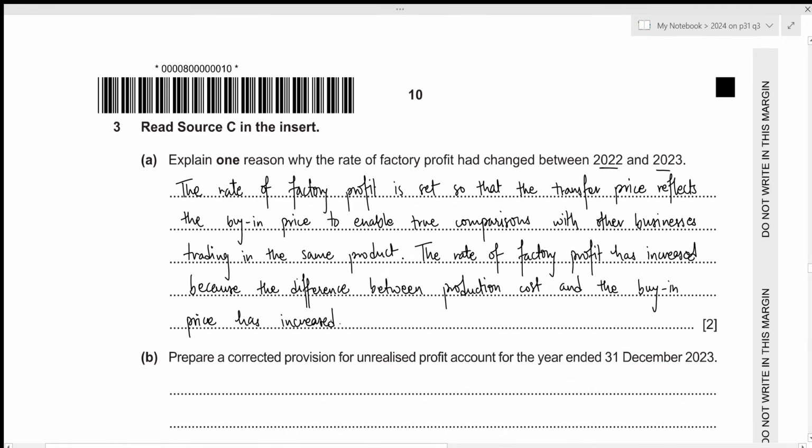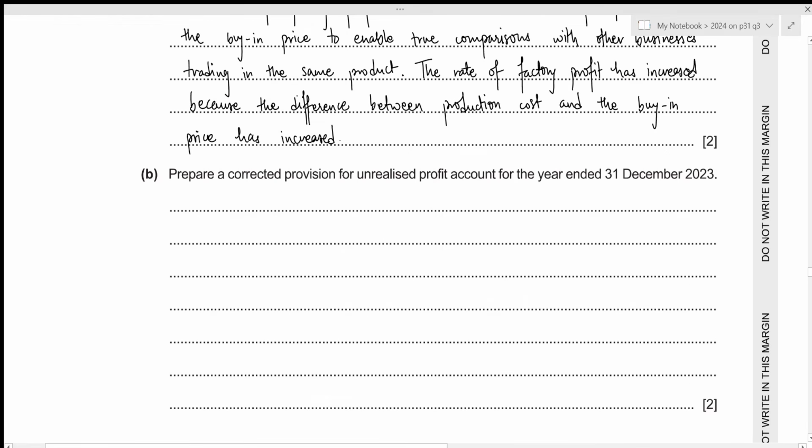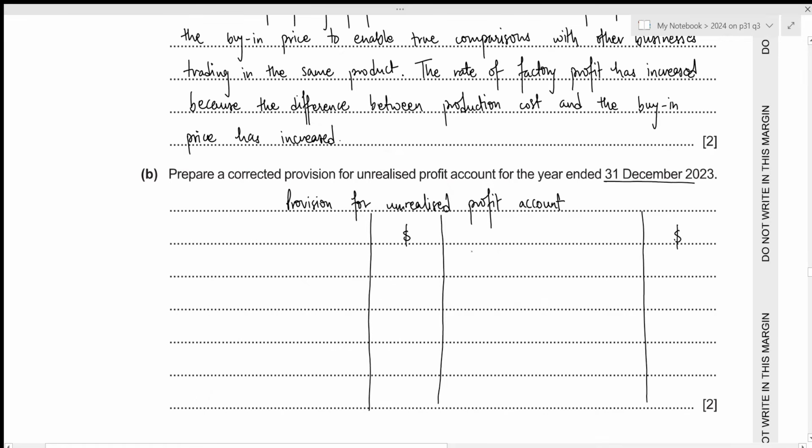Now let's move towards the second one. We need to prepare a corrected provision for unrealized profit account for the year ended 31st December 2023. Okay, this is the provision for unrealized profit. Whenever there is the word provision, we can always consider it to be a part of our liability. And whenever we are preparing a ledger account for the liability, we start with the opening balance on the credit side. So in this case, we'll have the opening balance right here, the closing balance right here.